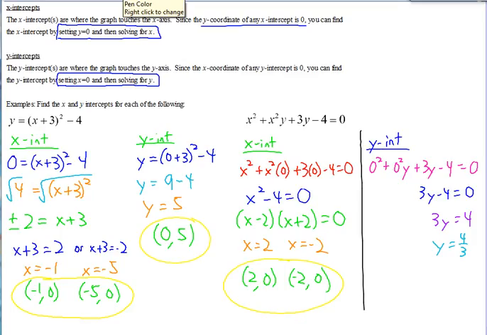Again, it's not a horizontal line we're finding. So for the y-intercept, we let x equal 0, so the y-intercept is 0, 4/3. And you're not always going to get 2 x-intercepts and 1 y-intercept. That just happened to be the case on these two equations. And that concludes the notes for AP Calculus on the topics of symmetry and intercepts.